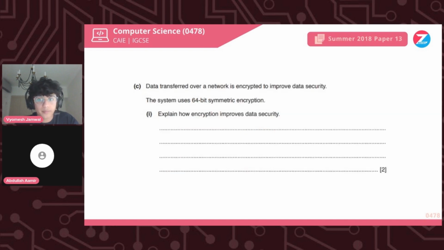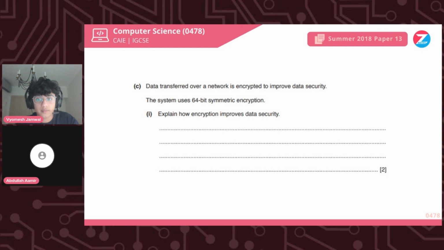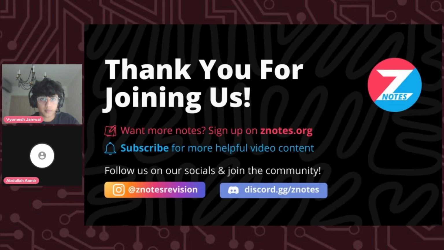Now, going to the next part, this is the third part of the same question, which is: data transferred over a network is encrypted to improve data security. In this, we're talking about a system that uses 64-bit symmetric encryption, and we will explain how encryption improves data security. So it's basically asking why we need encryption and how it is improving our security. The answer is simple: the encrypted data is meaningless. It's just a bunch of random numbers and text which does not have any specific meaning for a person who does not have the key, and if the data is hacked in the middle of transmission, it will not have any value.